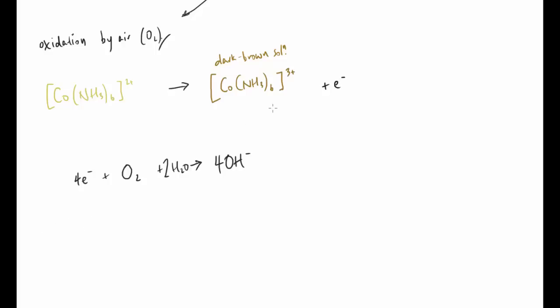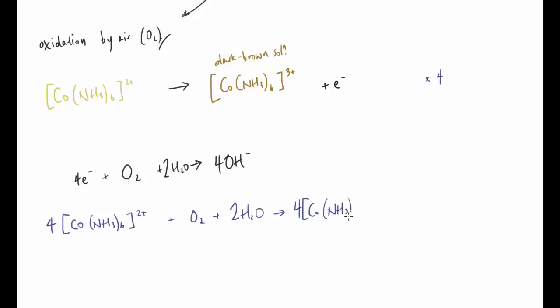Nice dark blue. When you end up sorting this out, you need to multiply this one by 4, so we end up with 4, again this is for the oxidation with oxygen, or by air, 4 Co(NH3)6 2+, add O2, add 2 H2O, becomes again the cobalt compound, 4 of them again, Co(NH3)6 3+, and then our remainder, which is the 4 OH minus. Oxidation occurring there. Colours already given to you, it's fine.